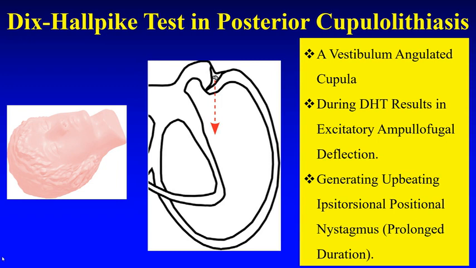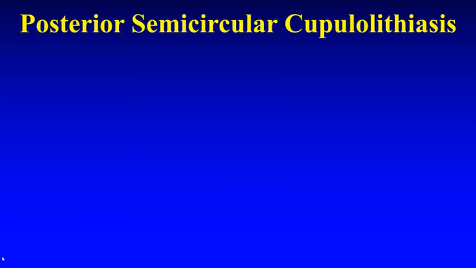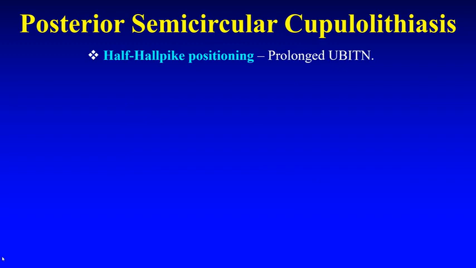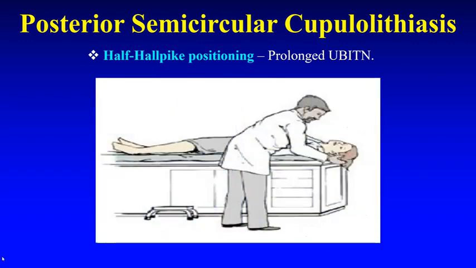So ideally the cupulolithiasis should be evaluated by half-Hallpike positioning, which often elicits a prolonged upbeating ipsitorsional nystagmus. This is the left Half-Hallpike position shown in this picture, where from the upright sitting the head is positioned around 120 degrees at the free end of the examination table.